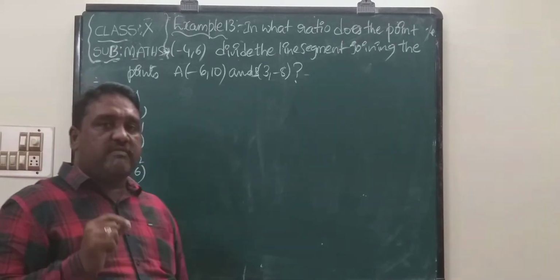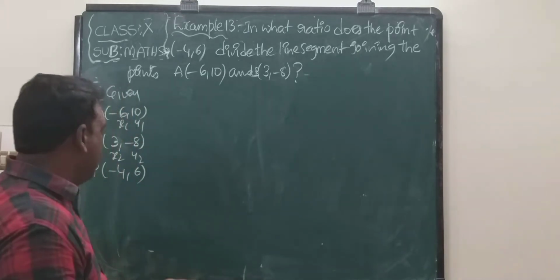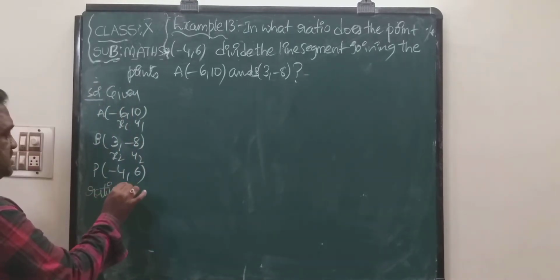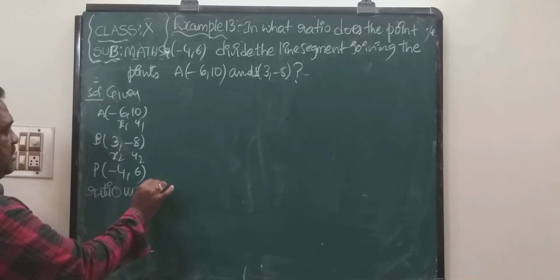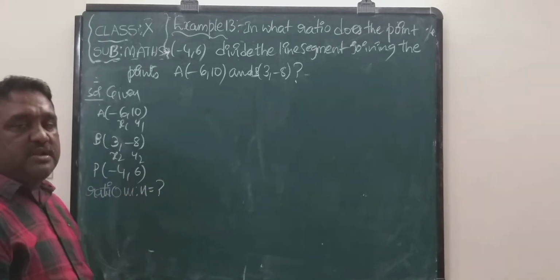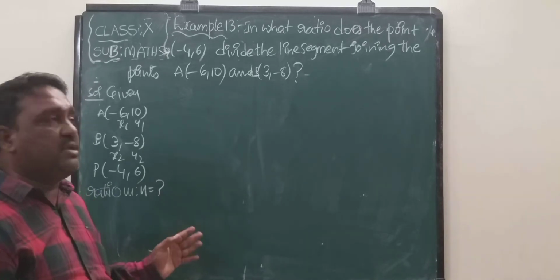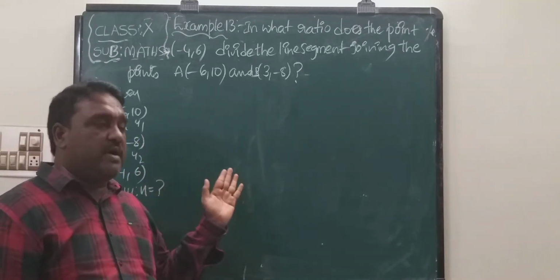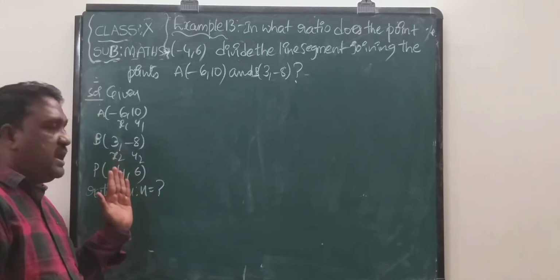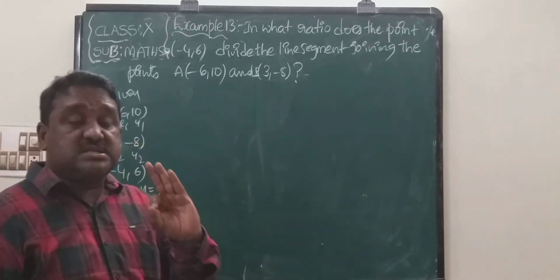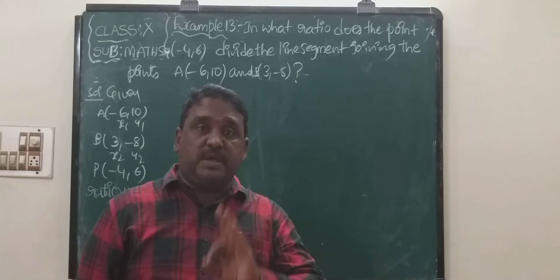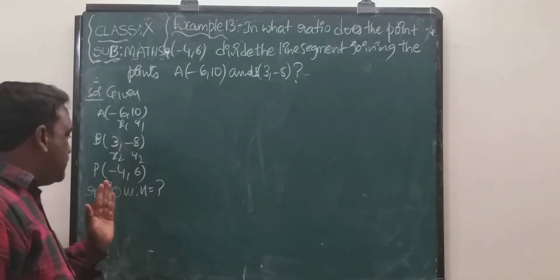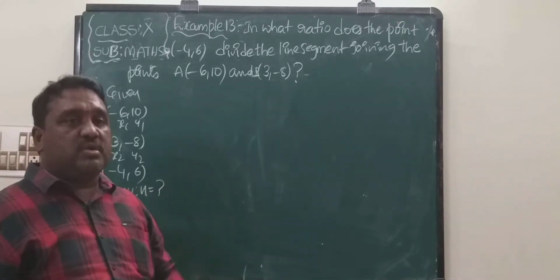Third one is the dividing point, minus 4 comma 6. We need to find out the ratio, let it be m is to n. First point A, let it be x1 y1. Second point B, let it be x2 y2. Let us name the third point as P. It is the dividing point, minus 4 comma 6. Ratio m is to n?